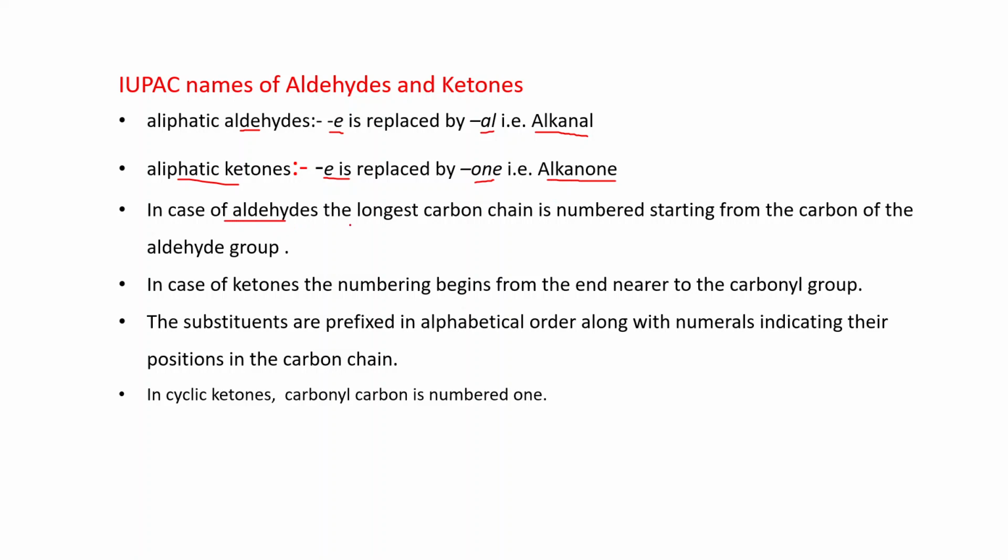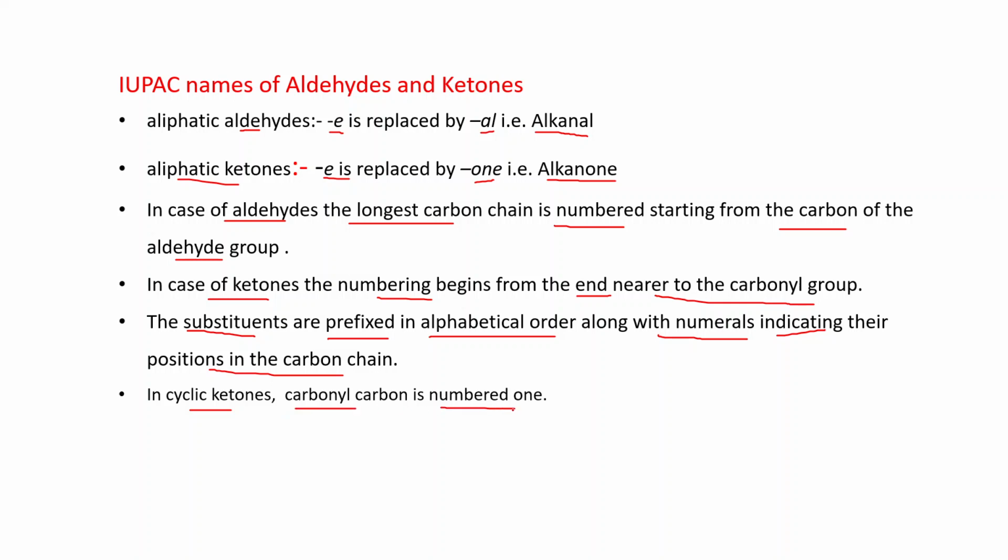In case of aldehydes, the longest carbon chain is numbered starting from the carbon of the aldehyde group. It means the carbon of the aldehyde group is also included in the numbering. In case of ketones, the numbering begins from the end nearer to the carbonyl group. The substituents are prefixed in alphabetical order along with numerals indicating their positions in the carbon chain. In cyclic ketones, the carbonyl carbon is numbered 1.